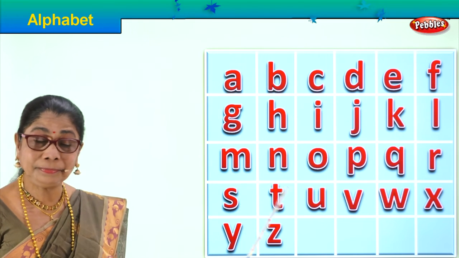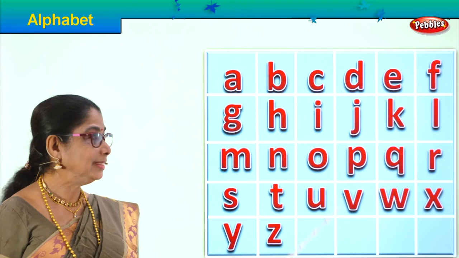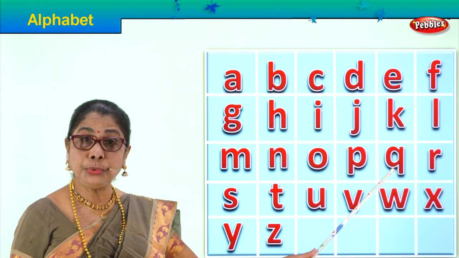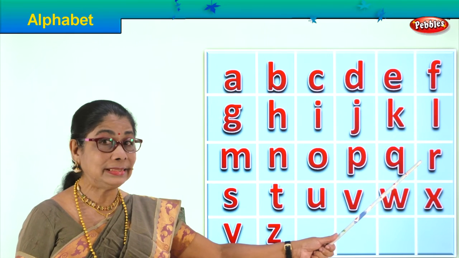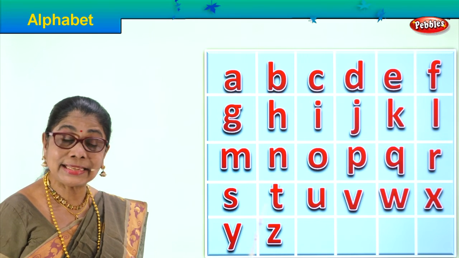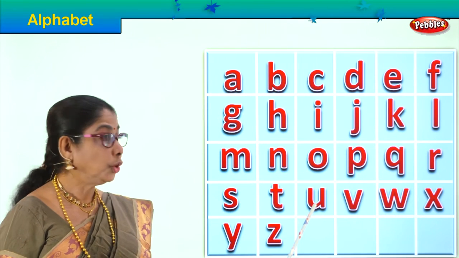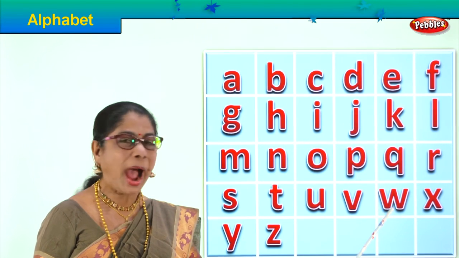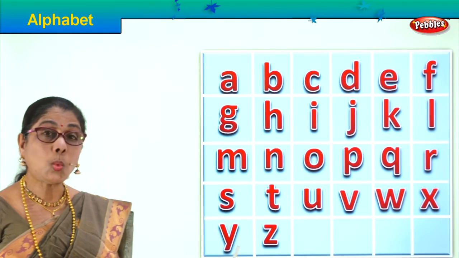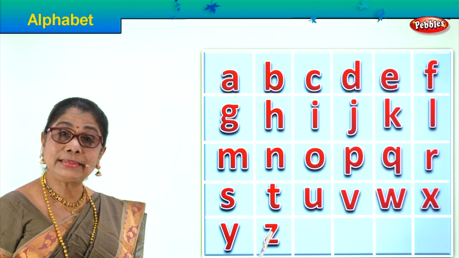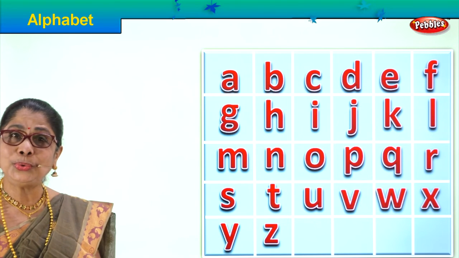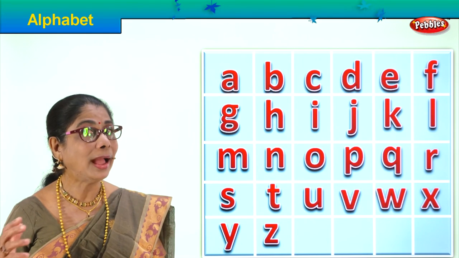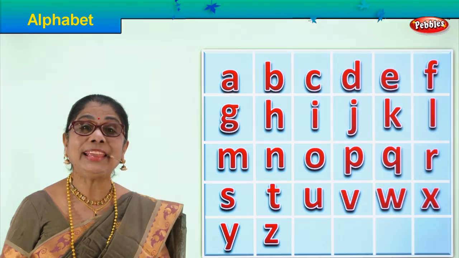M, N, O, O. P, P. Q, Q. R, R. S, S. T, T. U, U. V, V. W, W. X, Y, Y. Z, Z. Now we have gone through the small 26 letters in the English alphabet to recognize the letter and the sound. And this is going to help you in your reading.